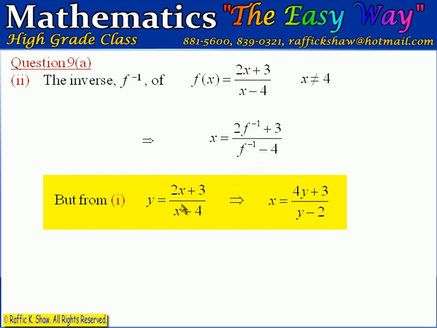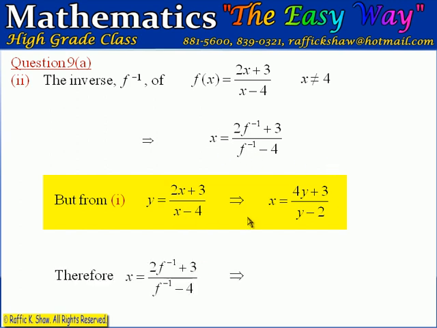And when we made x the subject by moving this variable to the subject position, which is here, the result was 4 times the variable here plus 3 divided by y, which was the variable here, minus 2. So we can apply this transposition to this expression here. To go from this to this, we can transpose this in the same way by making f to the minus 1 the subject in terms of x.